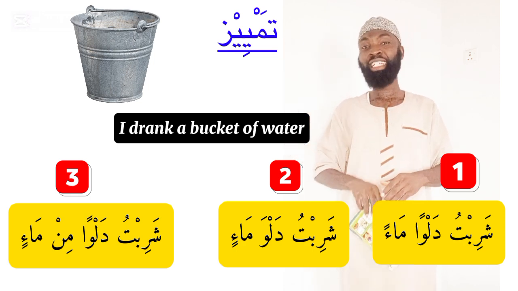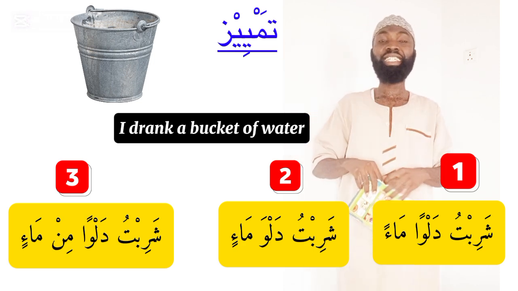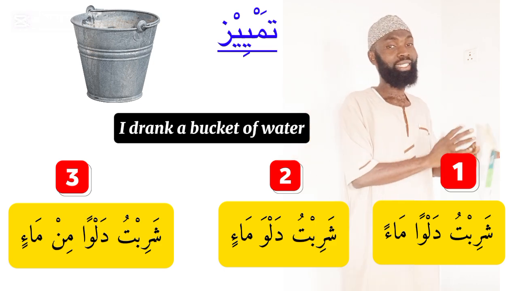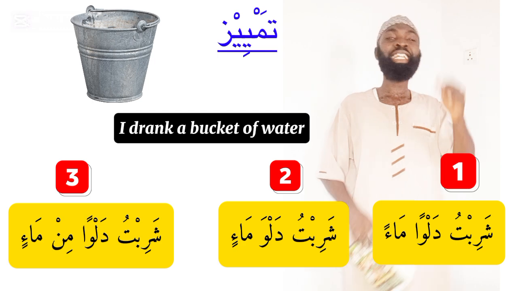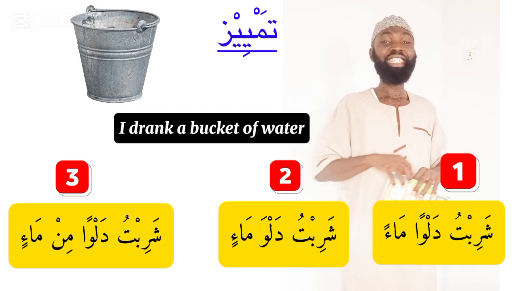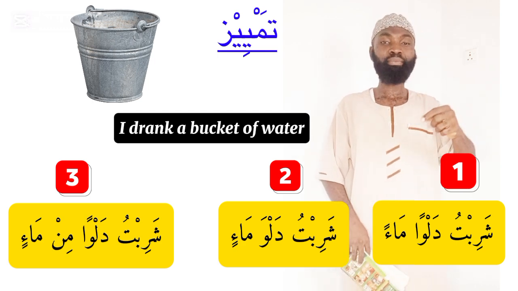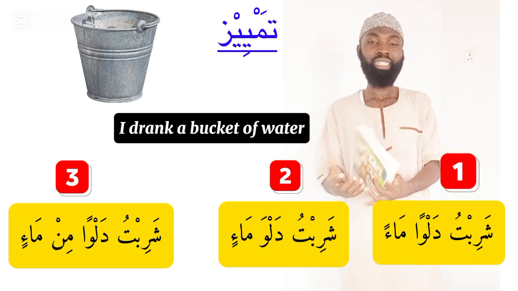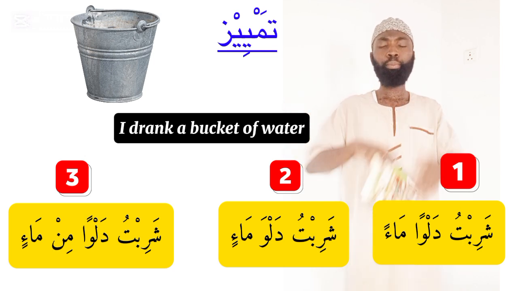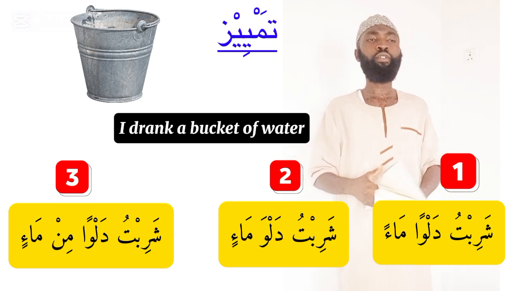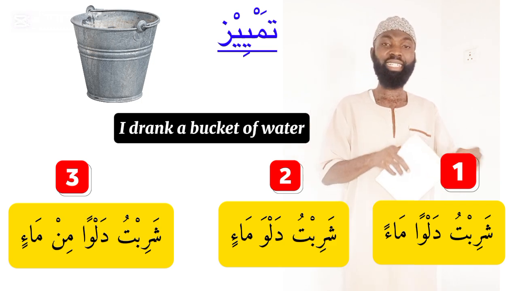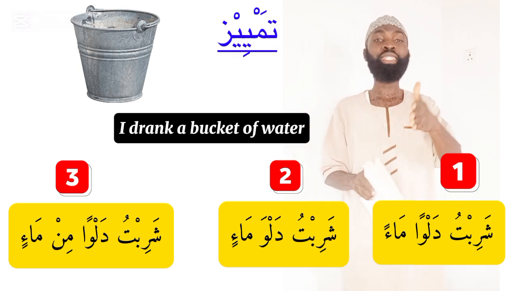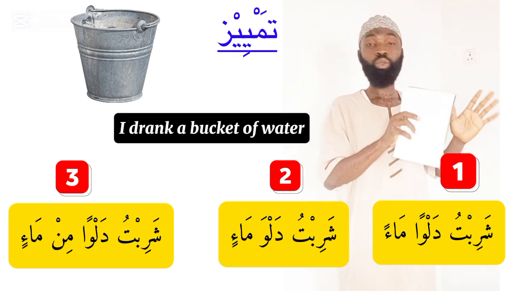So the word dalwan is the word mumayyaz, the word that is ambiguous, that needs to be clarified. While the word ma'an, it is the tamyiz. It is the word that is explaining and disambiguating that word that was difficult to understand. Now, in terms of measurement, weighing, and even distance and length, this tamyiz could be used in three different ways, and that is what we had seen.